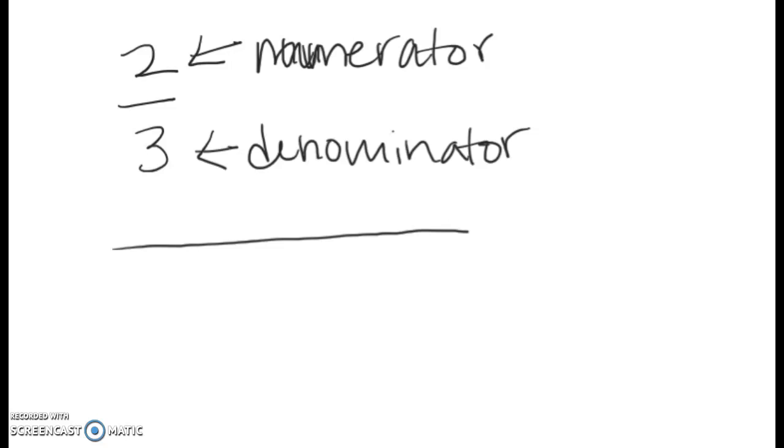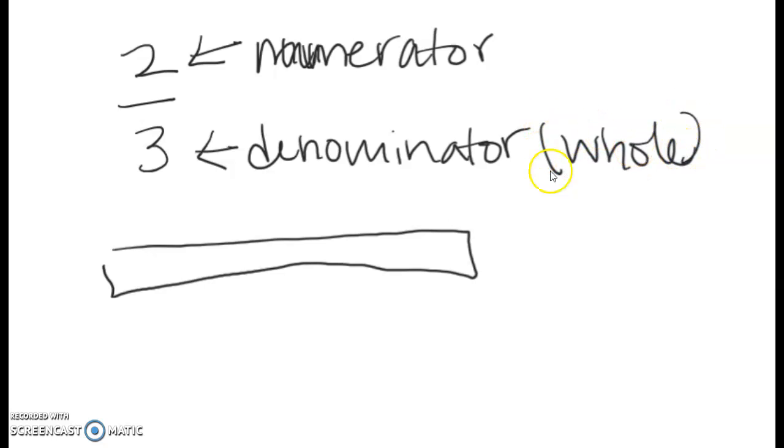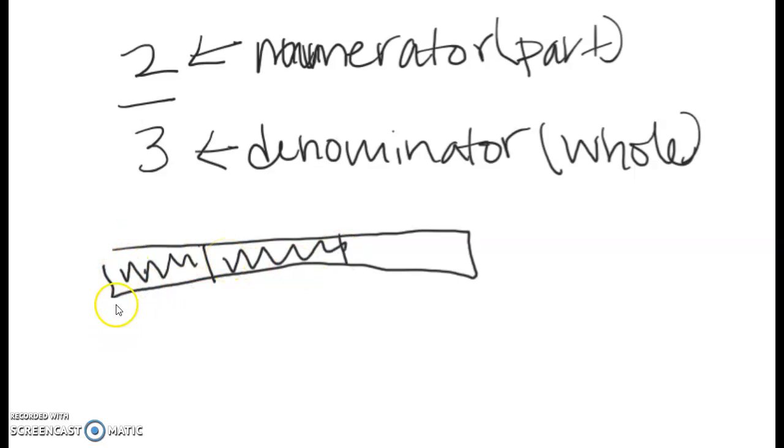So if I were to draw a tape diagram, my total, my whole, the denominator, which is the whole, is 3. So you see 3 parts. 1, 2, 3. 2 is the part, okay? So that's how many is colored in. 1, 2. So you could see here we have 2 colored in out of 3. So that's essentially what a fraction is.